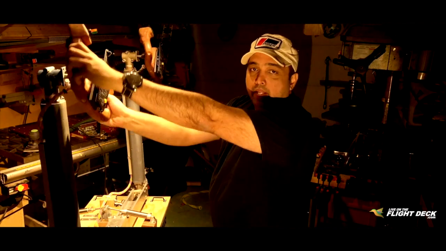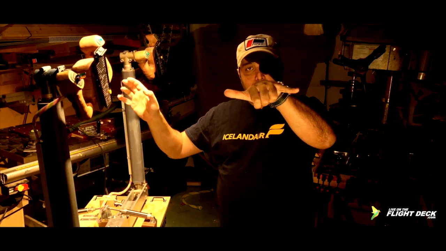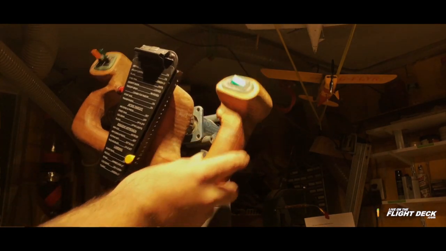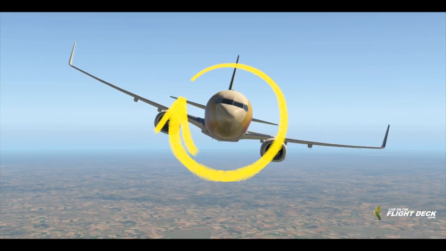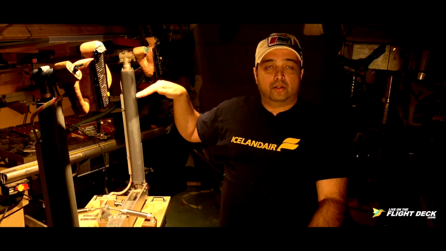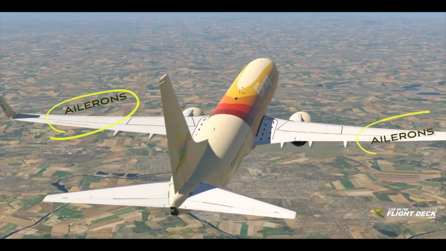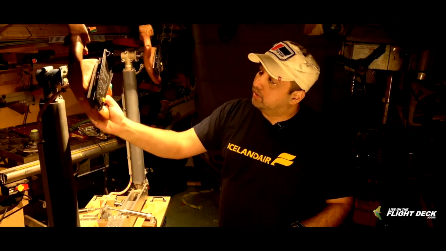And the roll axis, which causes the plane to bank from left to right, is done by modifying the shape of the wing using the ailerons. And the ailerons are on the edges of the wings, and one goes up and one goes down. It causes more lift on one wing and less lift on the other, and causes the plane to turn either direction depending on what you're doing here.